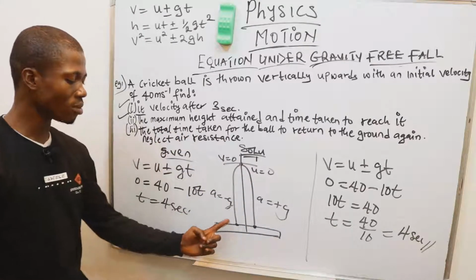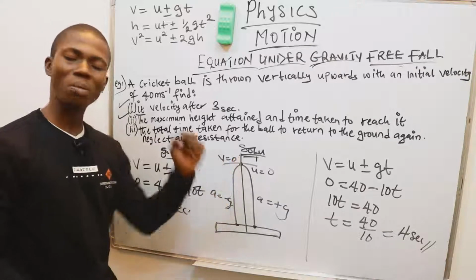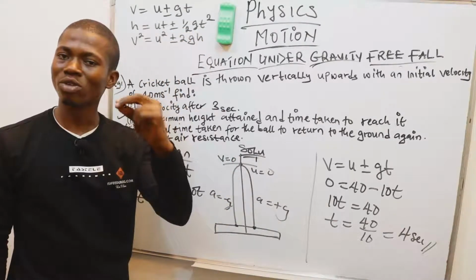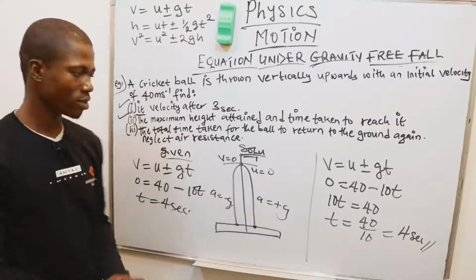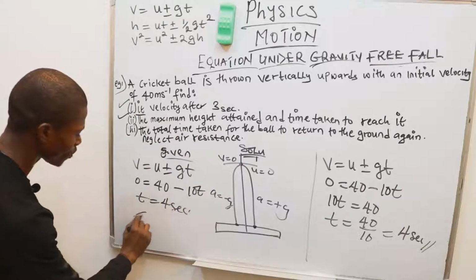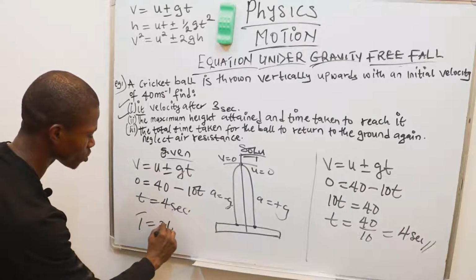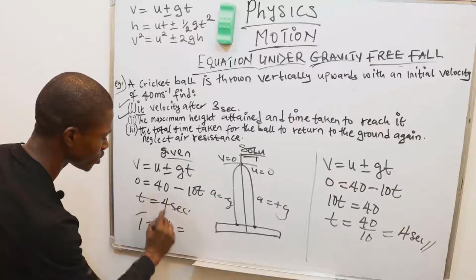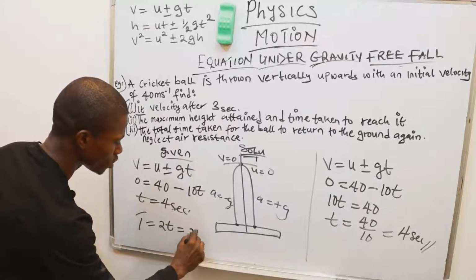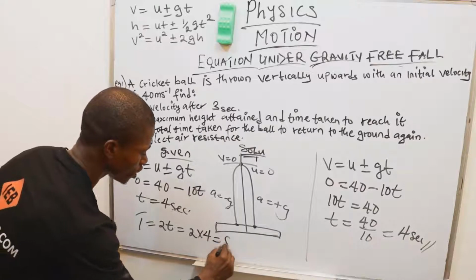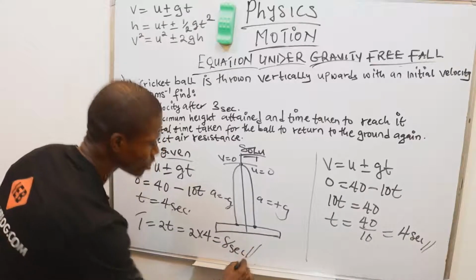Once you have gotten the time it takes to come from here to the maximum point, just times the time by 2. Do you get? Because our total time is equal to 2 small t, which is 2 times 4, and that will give us 8 seconds. And this is our final answer.